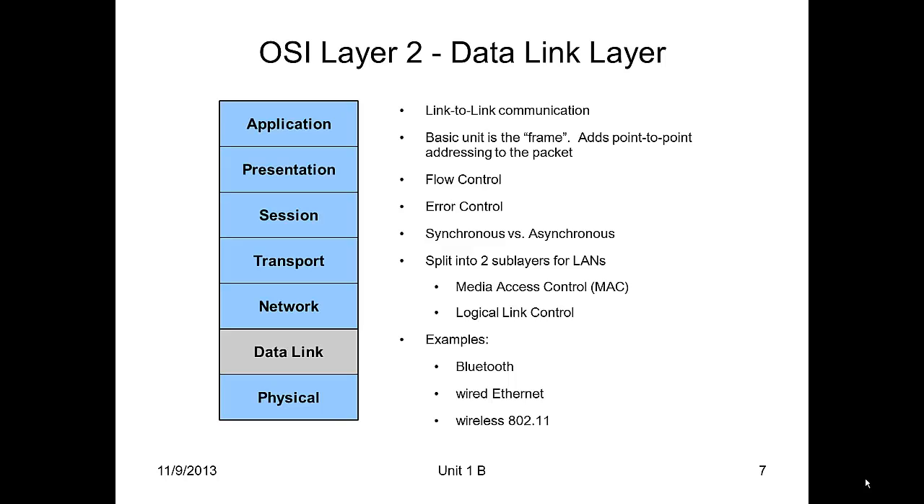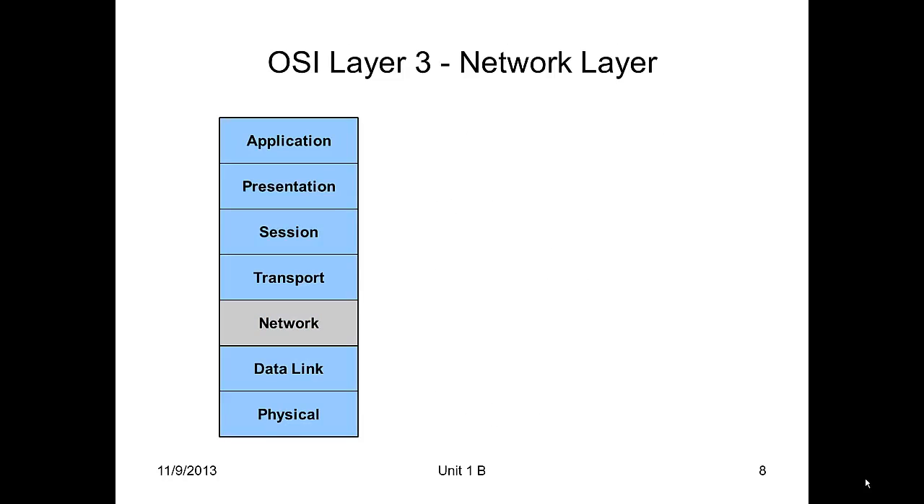Examples of layer 2 protocols are Bluetooth, used in the wireless spectrum for short-range communication between devices; wired Ethernet, the most common wired LAN protocol currently in use; and in wireless, 802.11, the various sorts of Wi-Fi protocols that Wi-Fi routers and switches and so forth use.